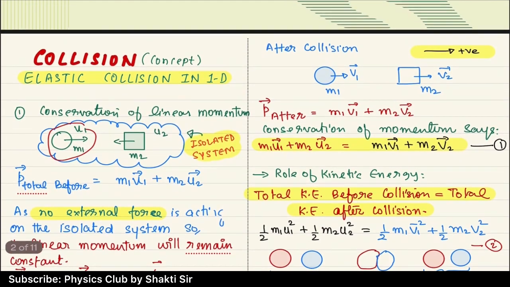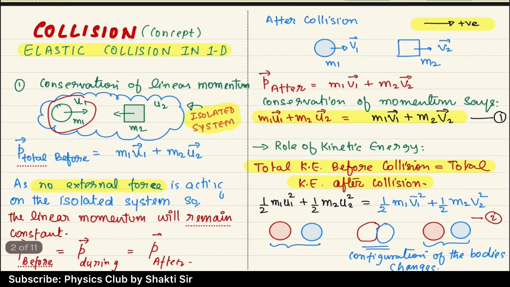Okay, so let's say after the collision we have a situation something like this. After the collision, the m1 body is moving with the velocity v1 and the m2 body is moving with the velocity v2, and we are considering the right direction as the positive direction. So the final momentum after collision can be written as m1 v1 plus m2 v2, like this, right?